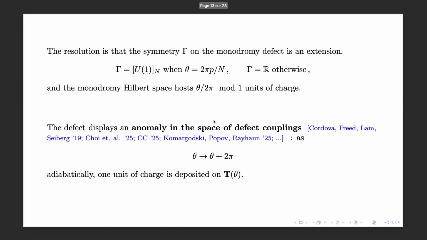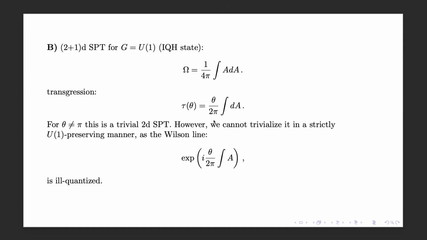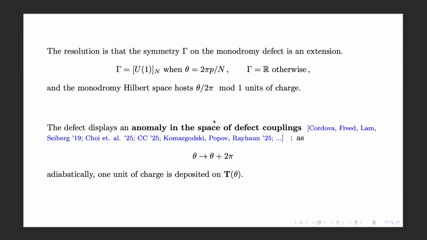But the solution here is very simple. You just state that the symmetry is extended on the monodromy defect in such a way that this theta over 2 pi becomes a well-defined coefficient for the Wilson line. And there are two cases. If theta is 2 pi p over n, it's an n-fold cover of U(1), which is still U(1), but through this central n-fold cover. And otherwise, it's just the non-compact symmetry R.